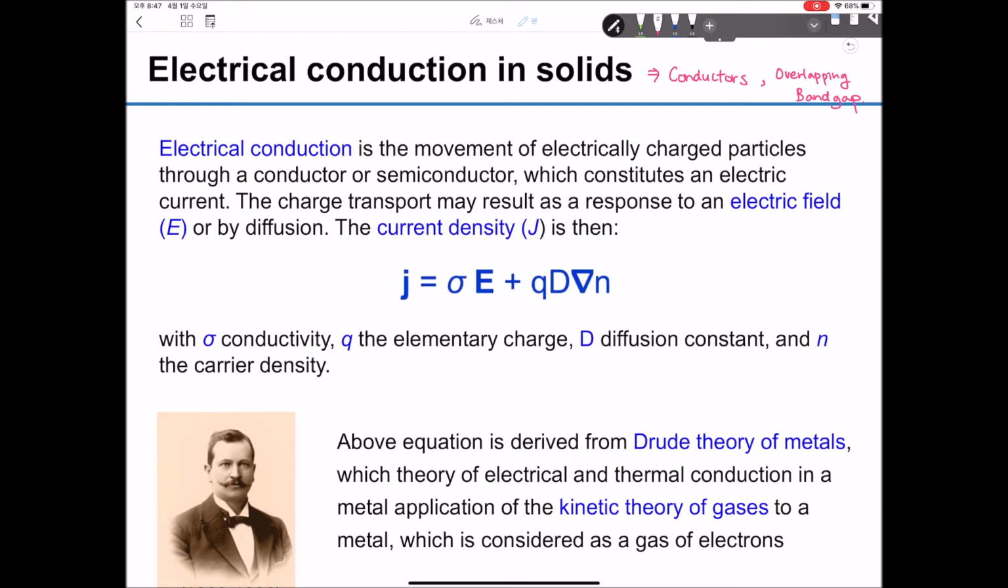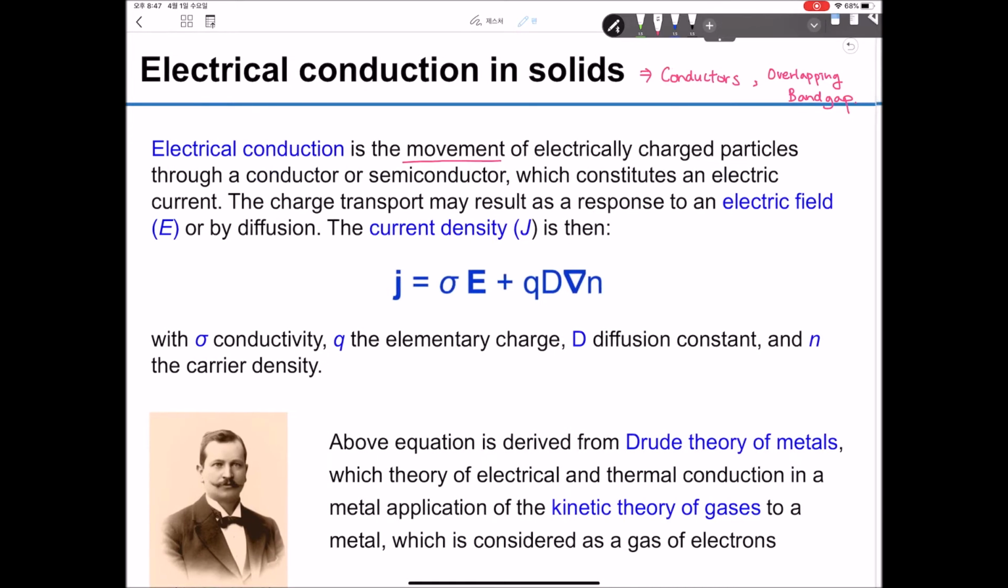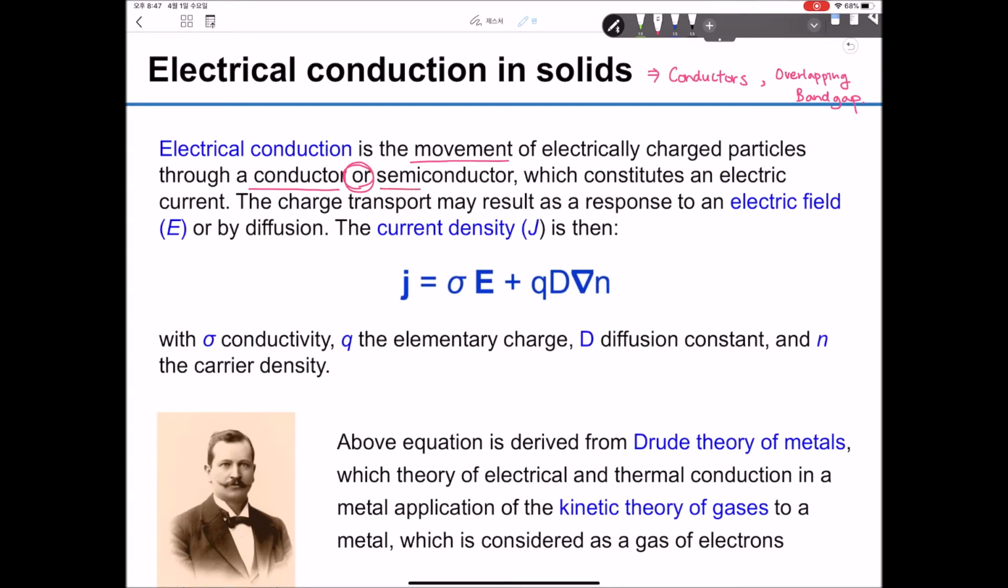So if you go back and look, the definition of electrical conduction is the movement of electrically charged particles through a conductor or semiconductor, which constitutes an electric current. The charge transport may result as a response to an electric field or by diffusion.